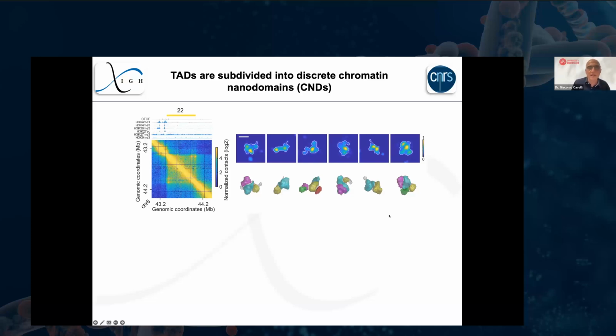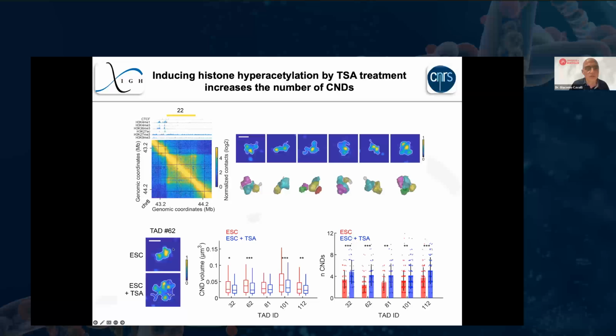So is it something that can be changed, that is regulatable? And yes, we found at least one thing that changes the number of subcompartments, which is the levels of histone acetylation. When we expose these cells to TSA, what we see very clearly, there's just one example, is that your TAD probe is really opening up and having way more of these subcompartments. You can do that looking at multiple TADs, and we constantly see this kind of phenotype, having more compartments, more nanocompartments.